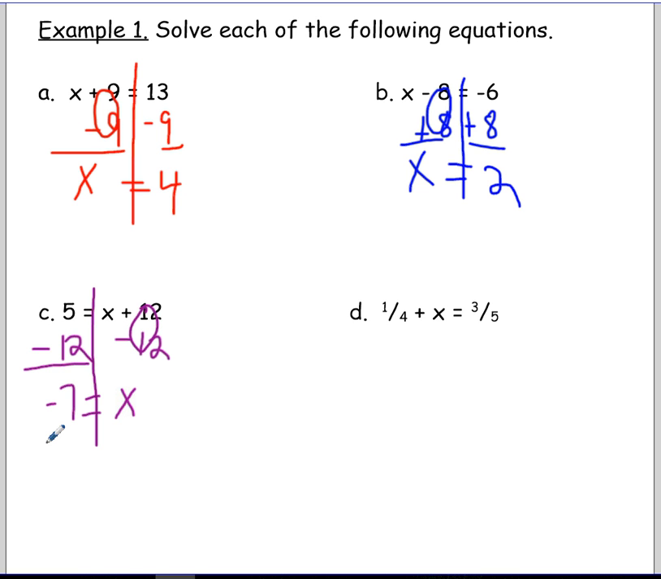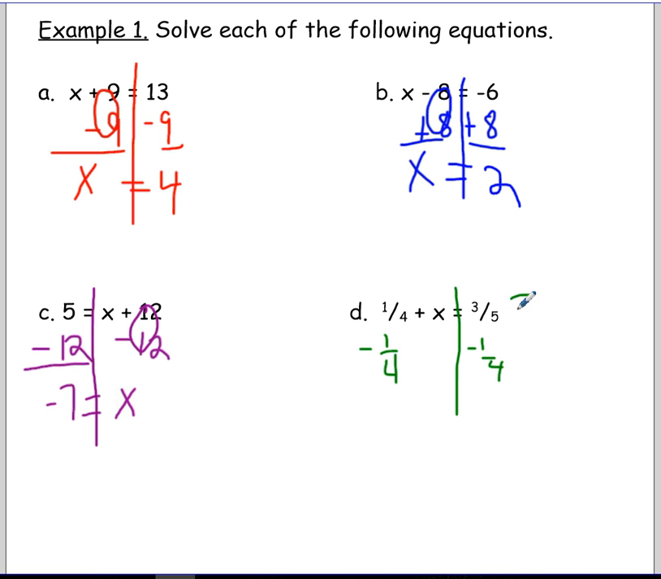D involves fractions. So that means we're going to have to get a common denominator. Here's my equal sign. 1/4 is being added to x, so we'll subtract 1/4. We'll subtract 1/4 here.